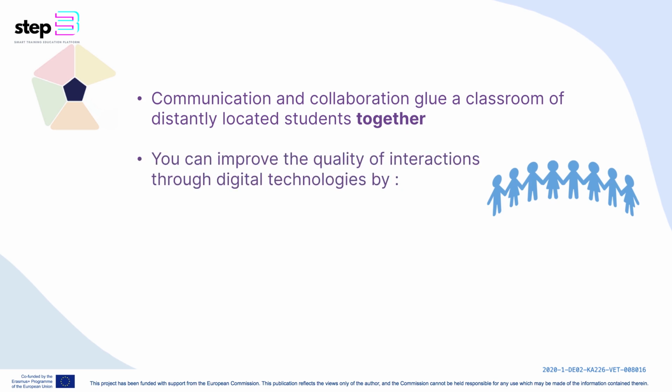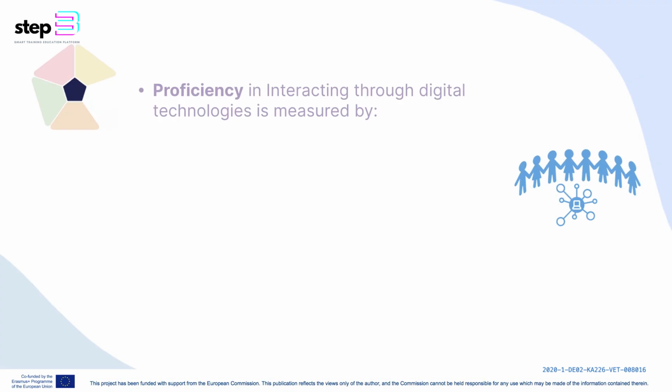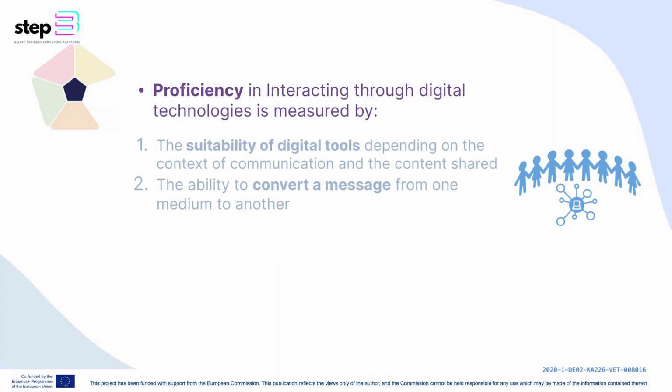You can improve the quality of interactions through digital technologies by teaching students how to use digital tools to communicate adequately and appropriately, and highlighting the subtle differences in the tone of communication across different digital platforms. Proficiency in interacting through digital technologies is measured by the suitability of digital tools depending on the context of communication and the ability to convert a message from one medium to another.